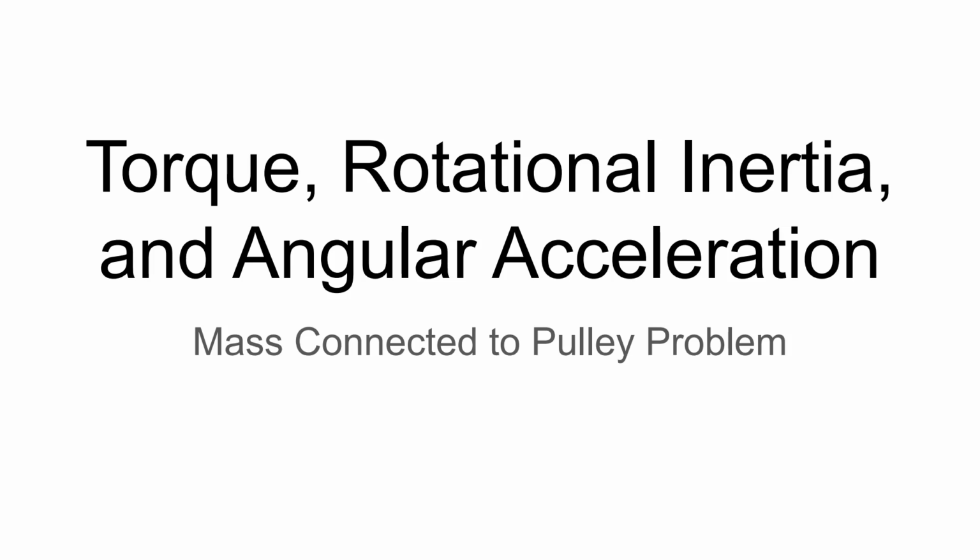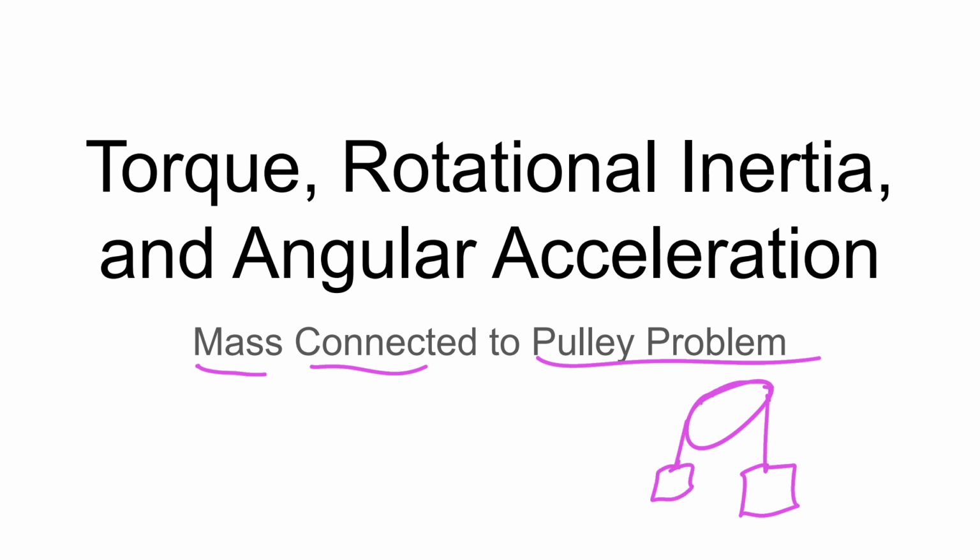Today we're going to be looking at a classic mass connected to a pulley problem. So it basically looks like this. Here's our pulley. We're going to stick a mass on it and let it go. We did some of these as Atwood problems where we had two masses in the past, and we will get to that, but for now we're going to just stick with one mass. All right, let's go ahead and jump right in.